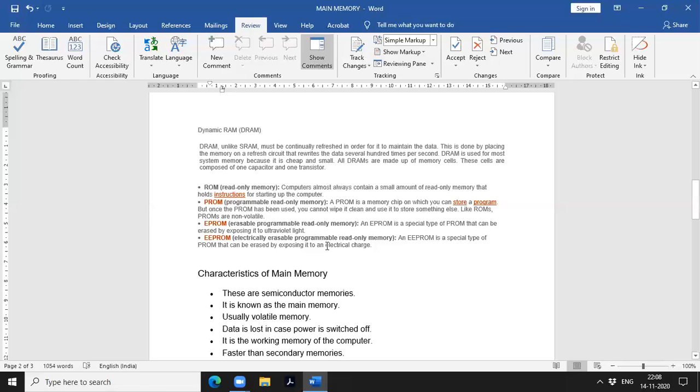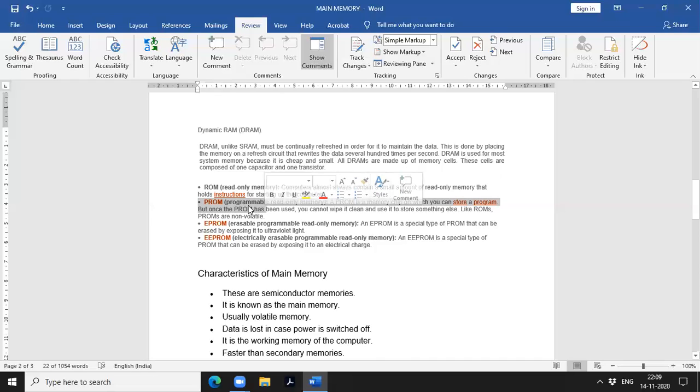Then next we have PROM, programmable read only memory. A PROM is a memory chip on which you can store a program, but once the PROM has been used, you cannot wipe it clean and use it to store something else. Like ROM, PROM is non-volatile. This ROM we can easily rewrite, whereas this PROM we cannot rewrite.